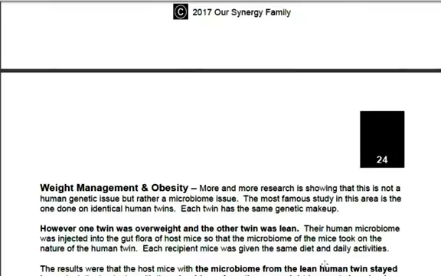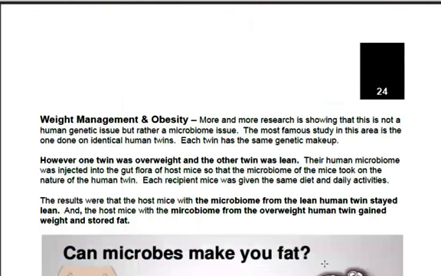We get into weight management and obesity. Page 24 will be a major section of this ebook that you will want to use, because if you just go outside at any public place and look at people, you will see that 2/3 of the people that you see are either overweight or obese.